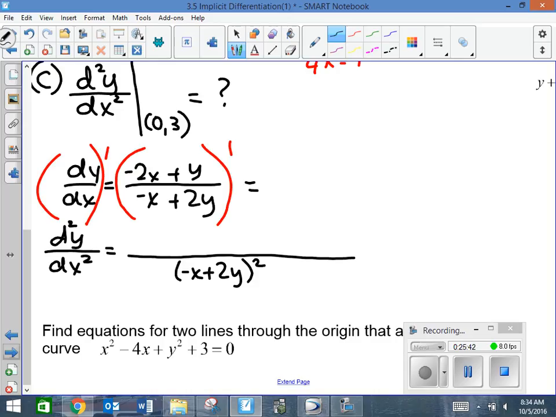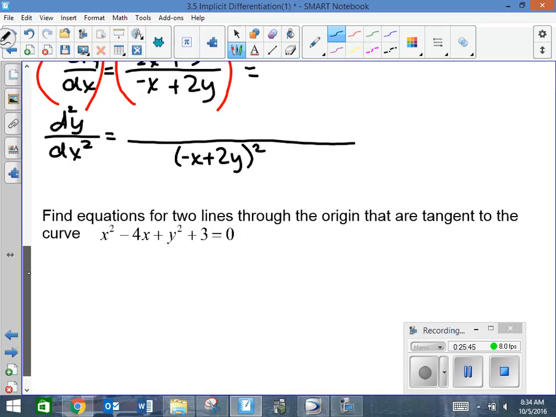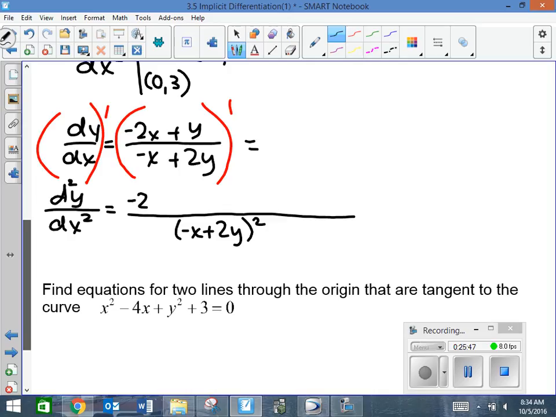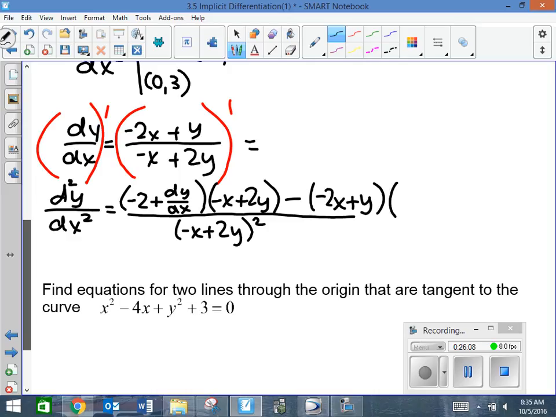Okay, Hannah, give me the top. I have (-2 + dy/dx) times (-x + 2y). Okay, I'm glad you're being very picky about your parentheses. This is important. Minus (-2x + y)(-1 + 2 dy/dx). Nice. Perfect. All right.